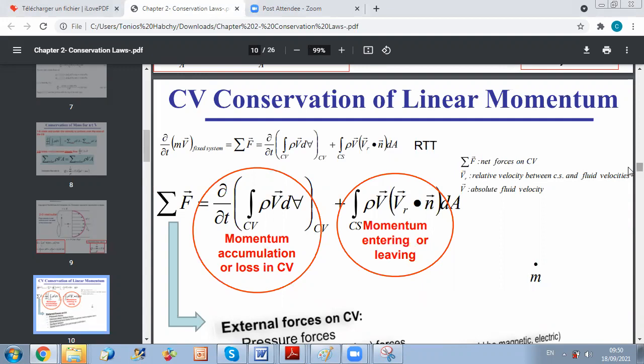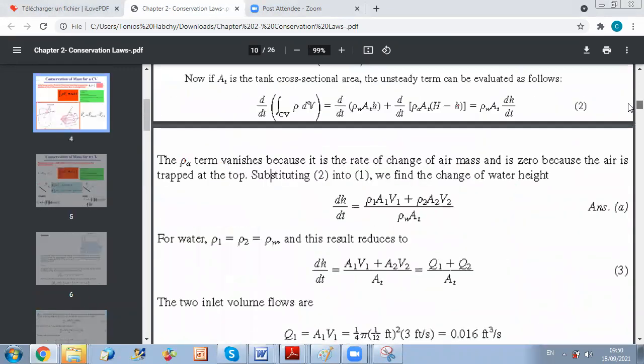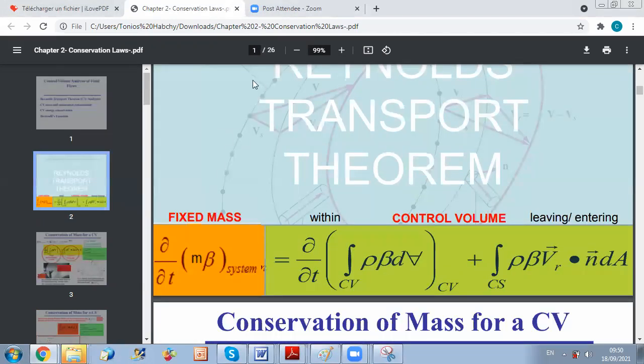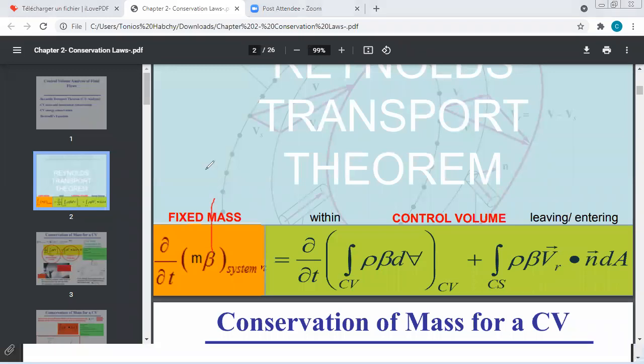So going back to our initial slide, this time I will replace the variable beta by the velocity v of the fluid. So what do I obtain then? I will obtain del by del t of mv. mv, if you remember, is the linear momentum of a particle. This is called the linear momentum.